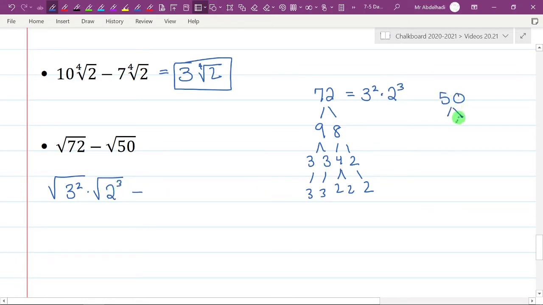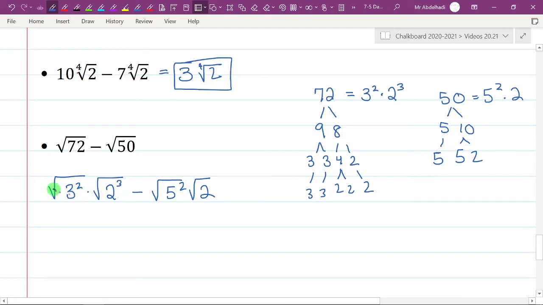What about 50? Let's do a factor tree for 50. 5 times 10, that's already prime, so just bring it down. And this is 5 times 2. So 50 is 5 times 5, which is 5 squared, times 2. So that's going to be the square root of 5 squared times the square root of 2. So let's keep simplifying here.